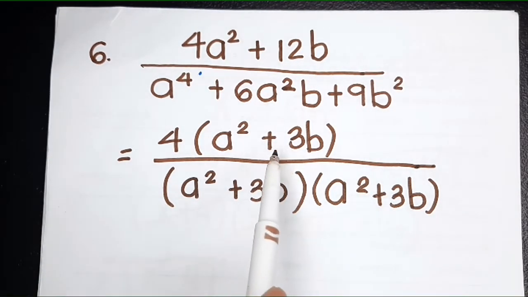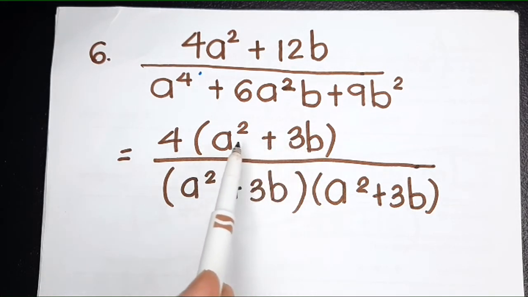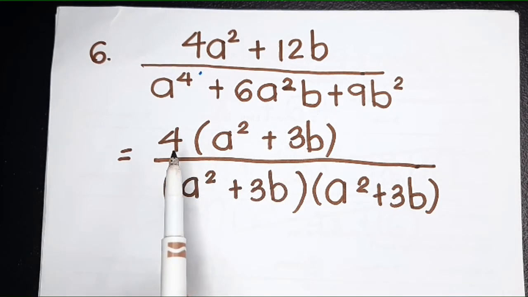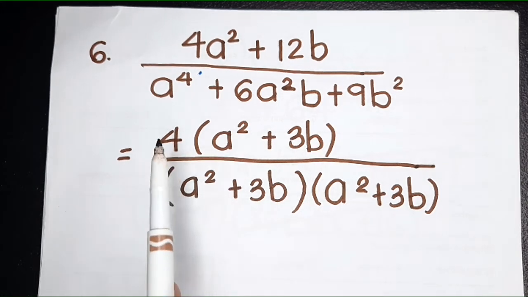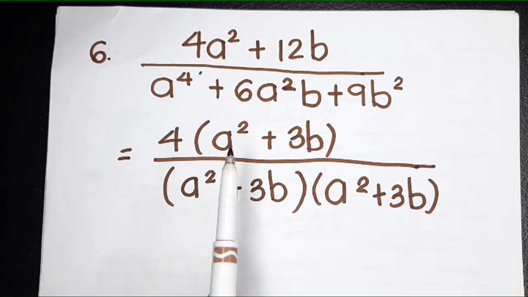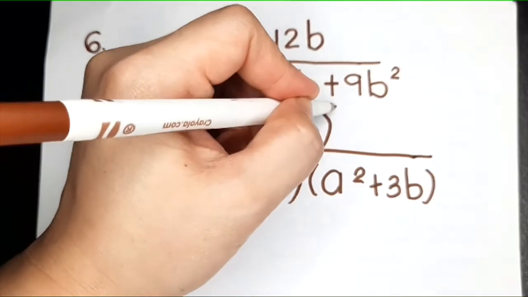Okay? Hint kasi, don't forget, hint ninyo yung numerator. Kasi, di ba, your goal is to come up with factors na magka-cancel out. So, if you have a squared plus 3b in the numerator, or if you have 4 in the numerator, somehow dapat may idea kayo na baka lumabas yung 4, or pwede rin lumabas yung a squared plus 3b sa denominator. Okay? So, yun nga, lumabas nga. Okay? You can cancel this.